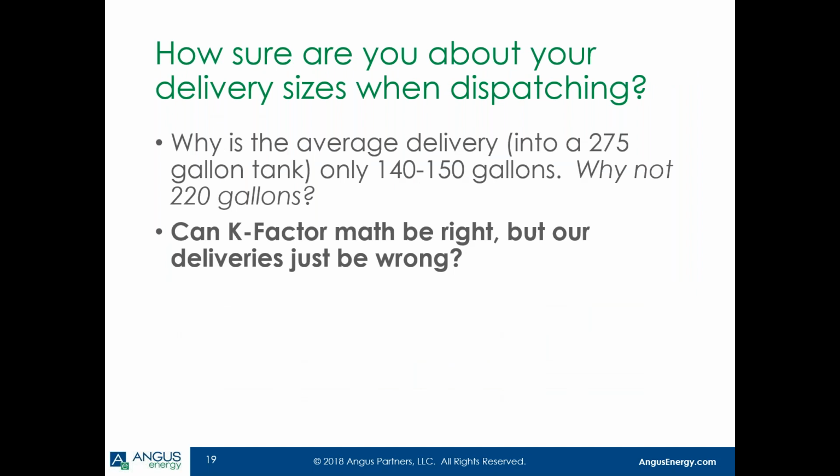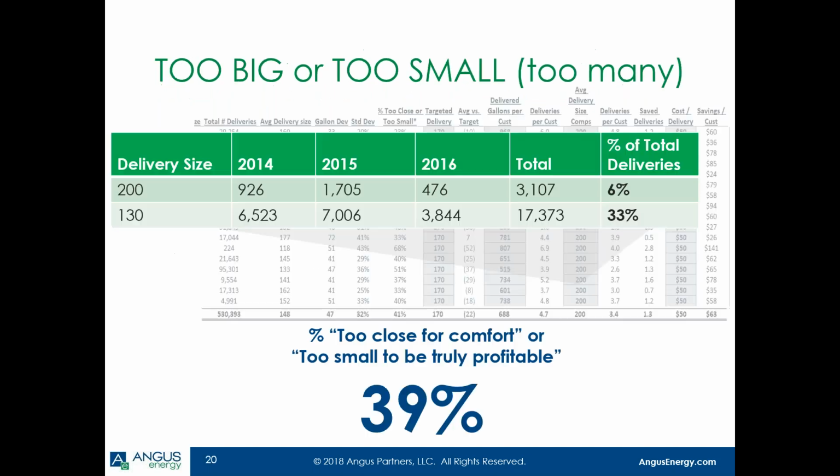Okay, so why is the average delivery 140 to 150? Can K factor math be right, but our deliveries just be wrong? So I don't think so, and I want to show you a couple of things here.